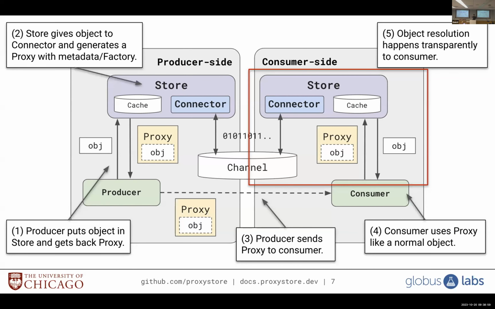So the consumer is totally unaware of what's going on behind the scenes here. And when the consumer first uses that proxy, that's going to trigger this resolution process totally behind the scenes. The proxy will create a store and a connector interface if it needs to, and it'll go and retrieve the target object, return it to the proxy, and the proxy just behaves like that normal object.